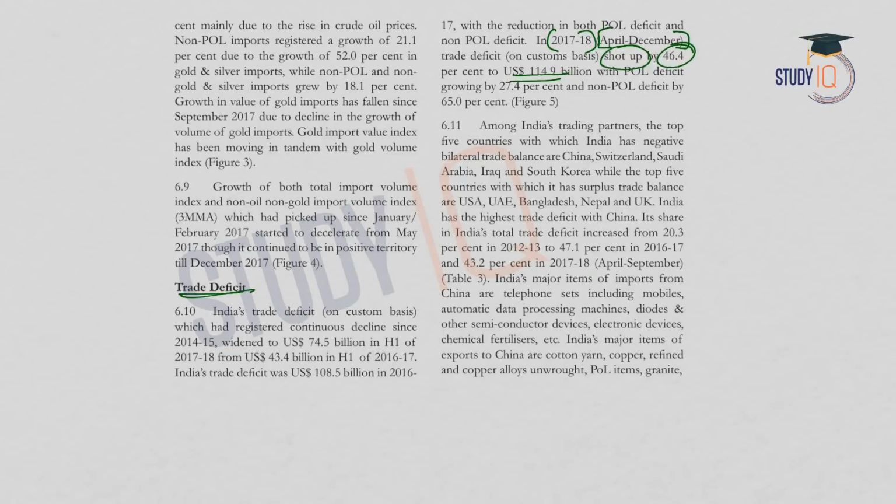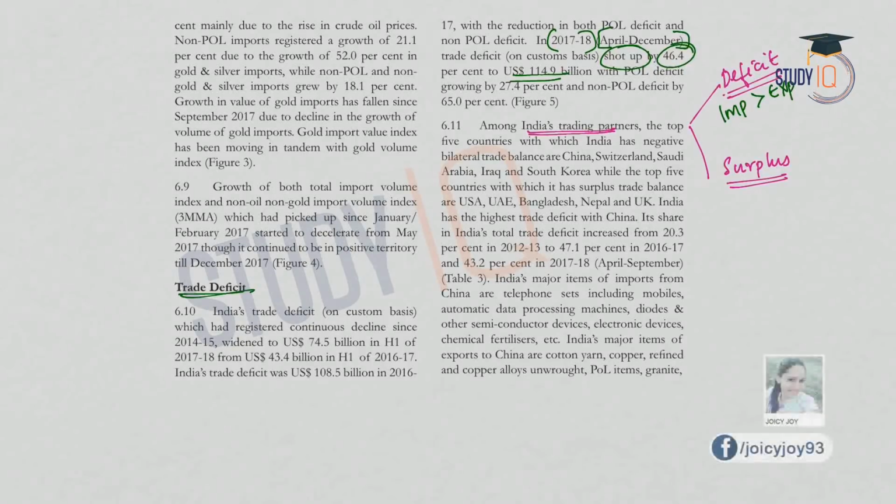Before we look into the factors, we will see who all are the major trading partners of India. And among these trading partners, there are two types of trading partners. One is those partners with which we have a negative trade balance. That means there is a deficit trade. And there are partners with whom we have a surplus trade balance. That means in case of deficit trade balance, the imports would be more than the exports, and in case of surplus trade balance, the exports would be more than the imports.